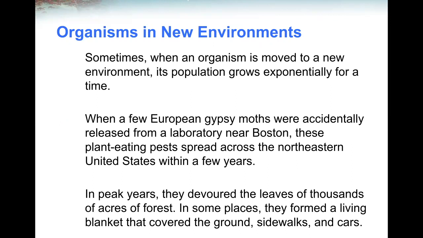Sometimes, when an organism is moved to a new environment, its population grows exponentially for a time. When a few European gypsy moths were accidentally released from a laboratory near Boston, these plant-eating pests spread across the northeastern United States within a few years. In peak years, they devoured the leaves of thousands of acres of forest. In some places, they formed a living blanket that covered the ground, sidewalks, and cars.